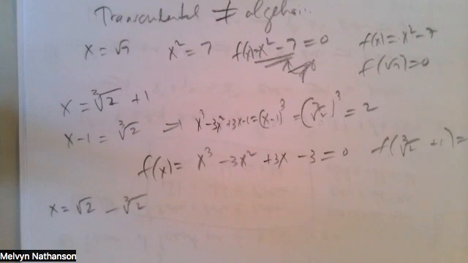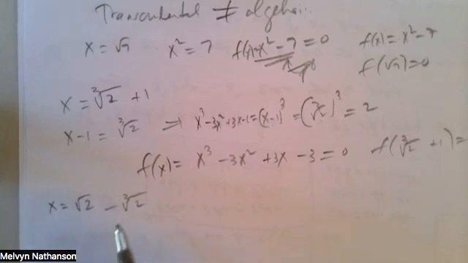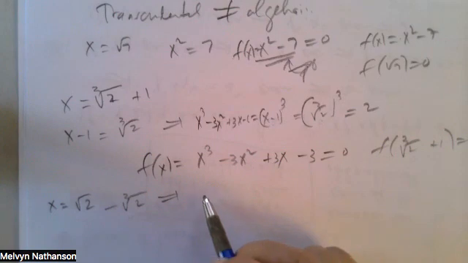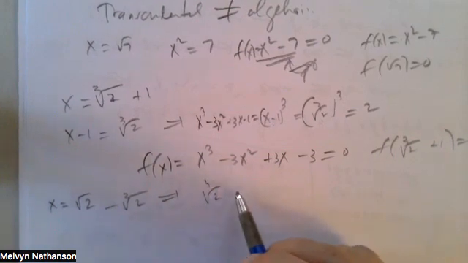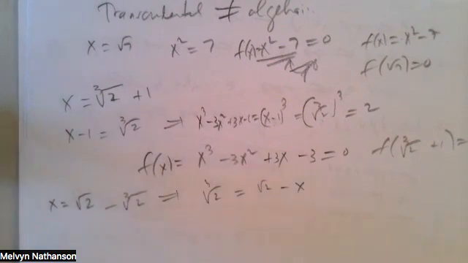Now, you start with a lot of information because I'm telling you in the problem that this is an algebraic number, and we have to prove it's algebraic by constructing a polynomial for which this is a root. So one way to do this might be the following. The cube root of 2 is going to be the square root of 2 minus x. I just rearranged this equation.